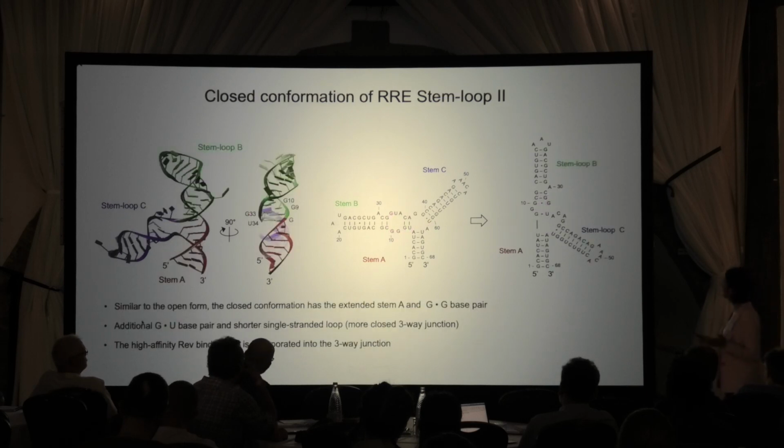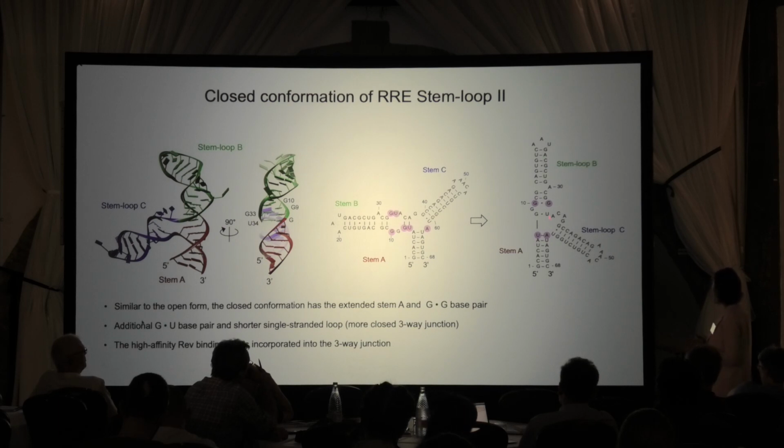In the closed form of the stem loop, it is similar to the open form in that the UA base pair forms, extending stem A a little bit, and then the GG base pair forms. And additionally, the GU forms a wobble base pair, and the rest of them are single stranded.